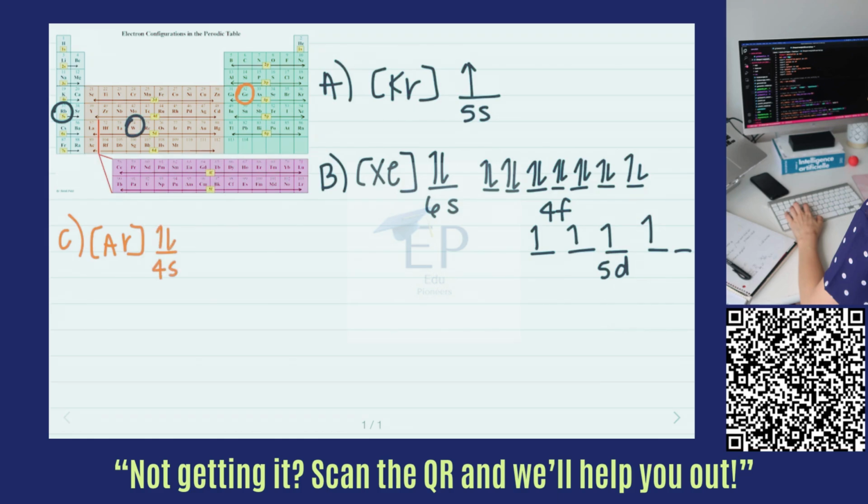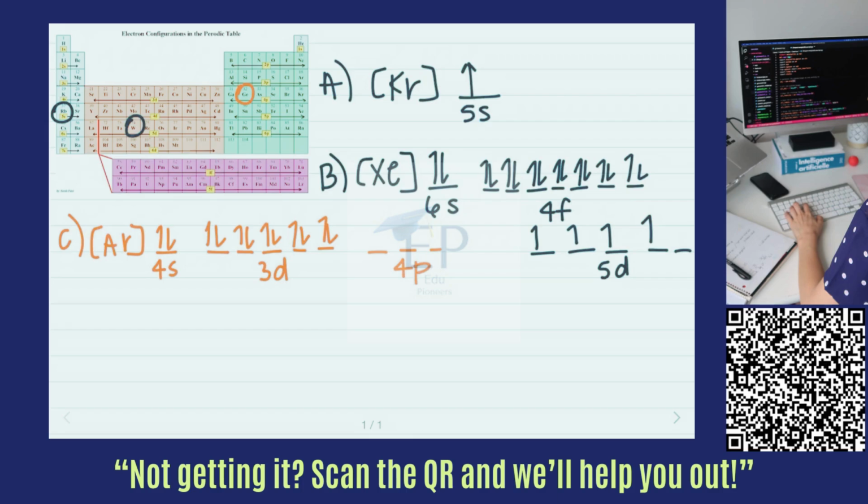So the noble gas before it is argon. Then we have our 4s orbital, which is filled. Then we have our 3d orbital, 3, 4, 5 lines because it is a d orbital, and that is completely full. So we're going to put one electron on each line, then go back, give each line a second.